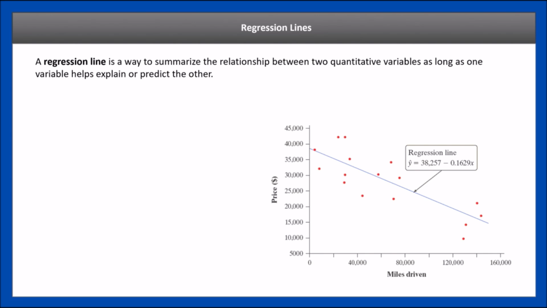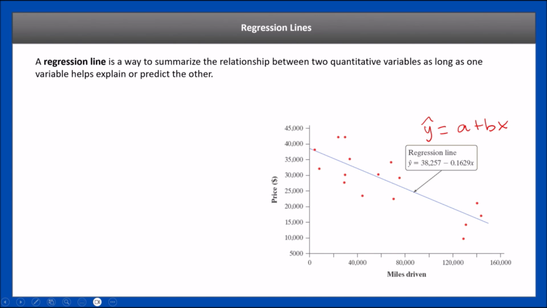Let's talk about what a regression line is. A regression line is a way to summarize the relationship between two quantitative variables. Last time we talked about scatter plots. Now we're going to take these scatter plots and impose a regression line onto them. A regression line is a line like y equals mx plus b, the traditional slope-intercept form. However, in statistics, we use the regression line y hat equals a plus bx. Rather than using mx plus b, we use a plus bx.